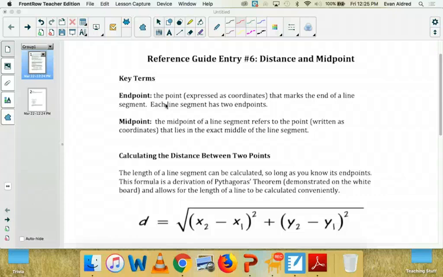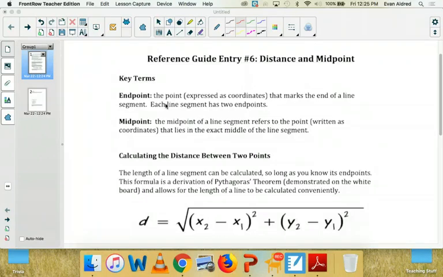This is the sixth and final reference guide for Unit 6, and it deals with distance and midpoint. Distance and midpoint will be two characteristics of line segments that we'll be calculating using some nice formulas. But before we get into those formulas, it's important to cover a couple of definitions.